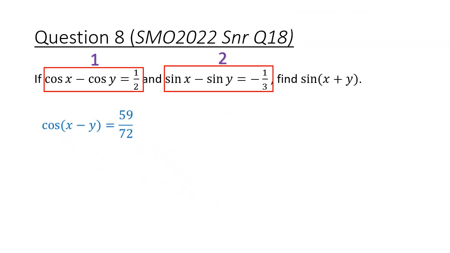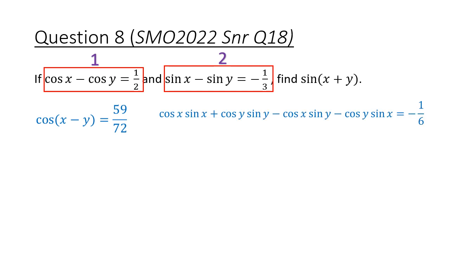So let's park the result one side, and the next thing we're going to do is take equation 1 and multiply it by equation 2. On our left hand side, cos x minus cos y multiplied by sin x minus sin y is going to give us 4 terms, and be very careful with them. On the right hand side, we'll just get half times negative 1/3 to give us negative 1/6.